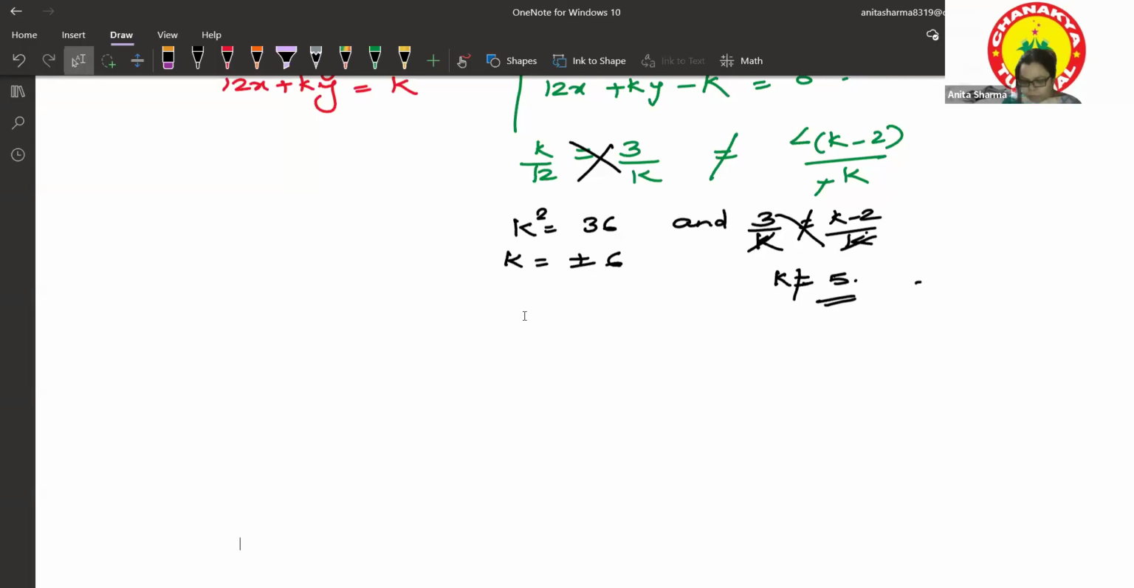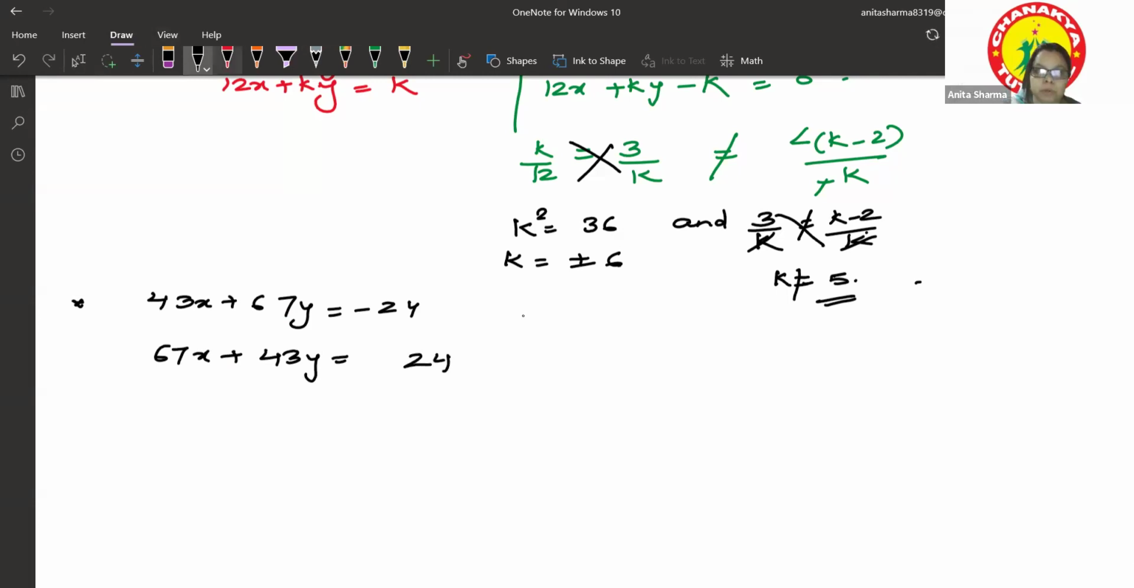Now see, these type of questions. 43x plus 67y is equal to minus 24, and 67x plus 43y is equal to 24. This is an NCERT exemplar question. And children, see here, when you will get alternate values or opposite values of coefficients of x and y. So see here, the coefficient of x is 43, and in the other equation, the coefficient of y is also 43. Right? In the first equation, the coefficient of y is also 67.